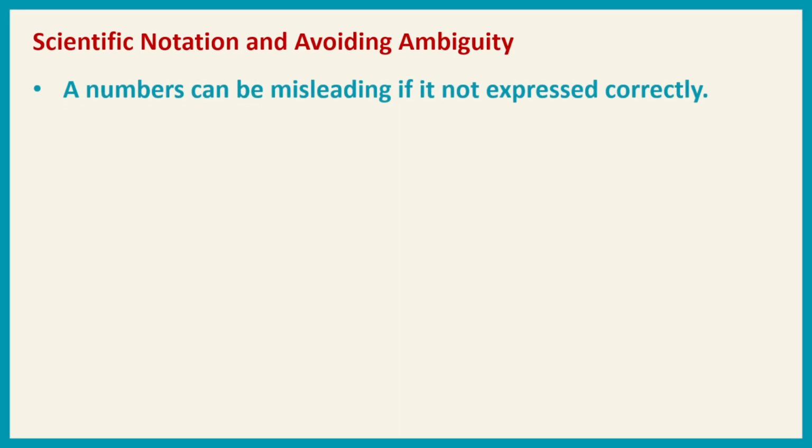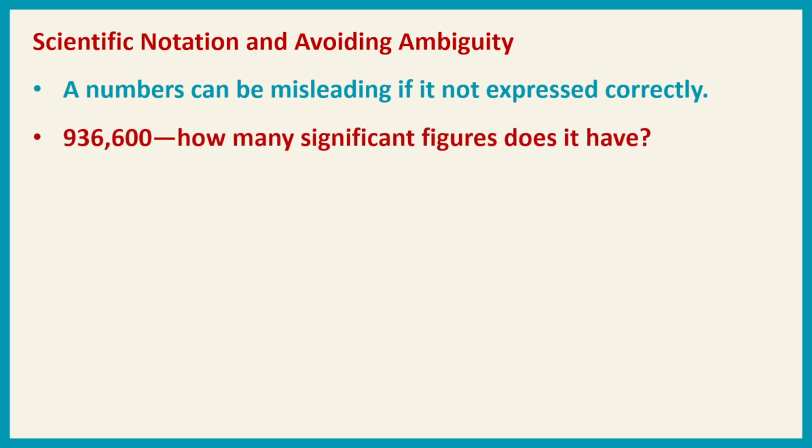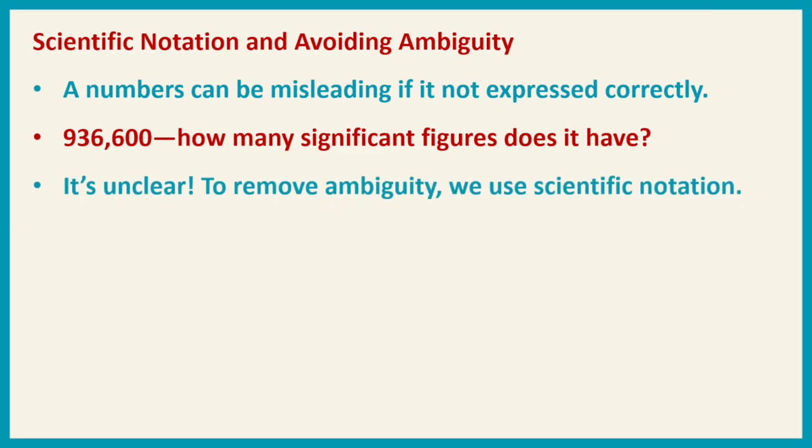Scientific notation and avoiding ambiguity. Sometimes numbers can be misleading if we don't express them correctly. For example, 9,36,600. How many significant figures does it have? It is still unclear. To remove this ambiguity, we use scientific notation.